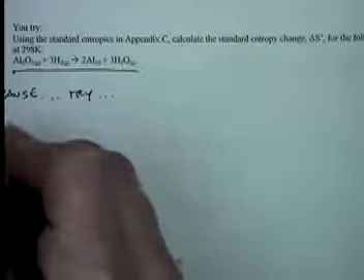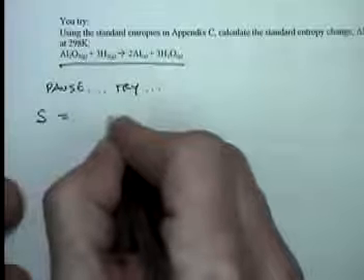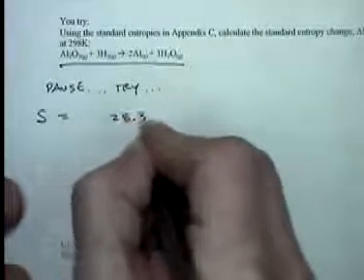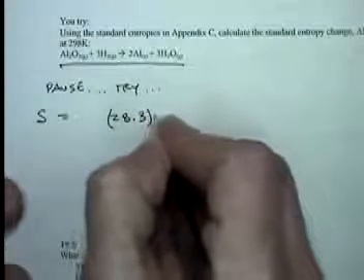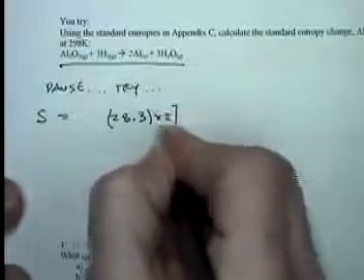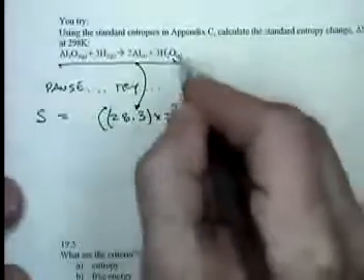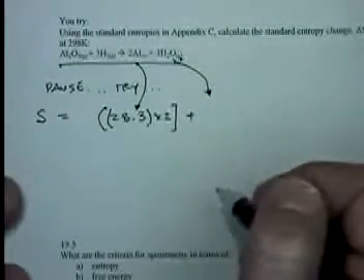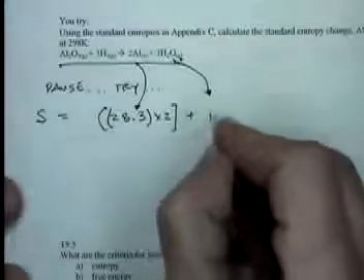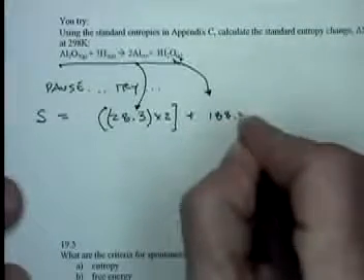So the delta S for this reaction, if I take the products, which are aluminum, aluminum has a value of 28.3 for a standard entropy in the back of the book. We multiply that times 2, and then we add gaseous water. Notice it's a G there for gaseous water. That's, I believe, 188.8?